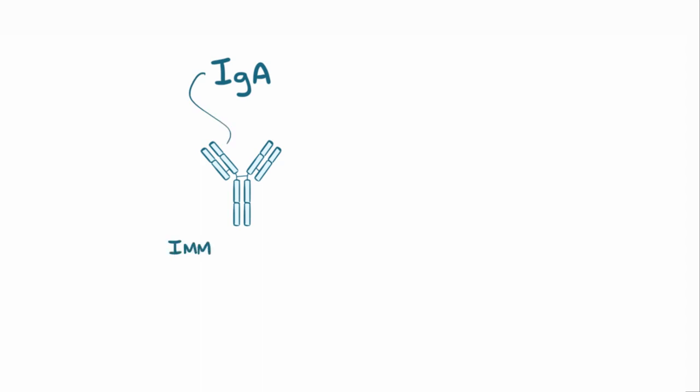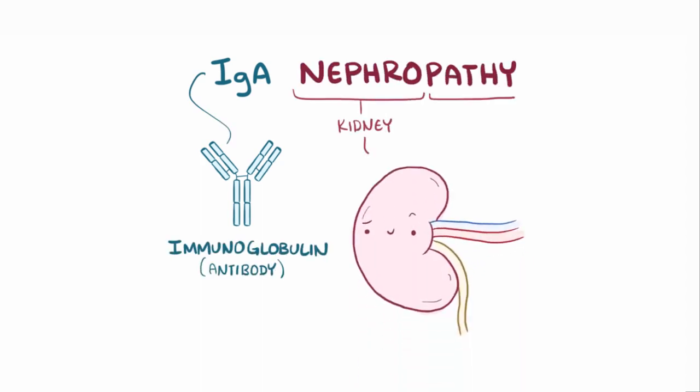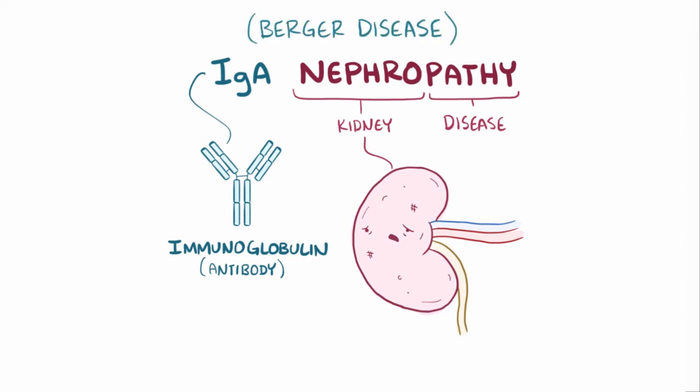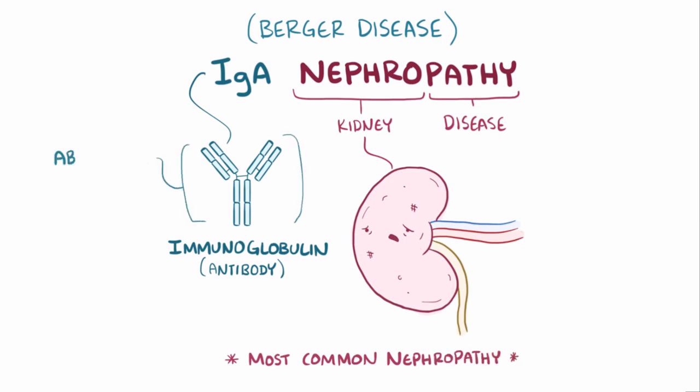IgA is a class of immunoglobulin, or antibody, and nephropathy means kidney disease. IgA nephropathy, sometimes known as Berger disease, is the most common form of nephropathy worldwide, and it happens when an abnormal IgA forms and deposits in the kidneys, causing kidney damage.